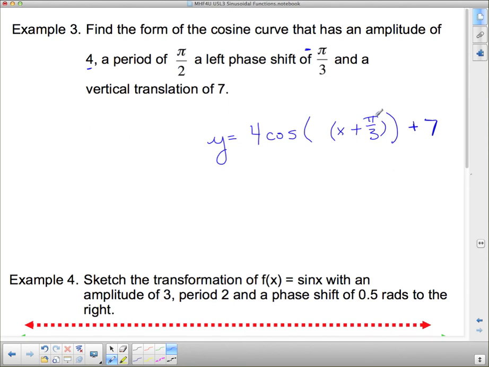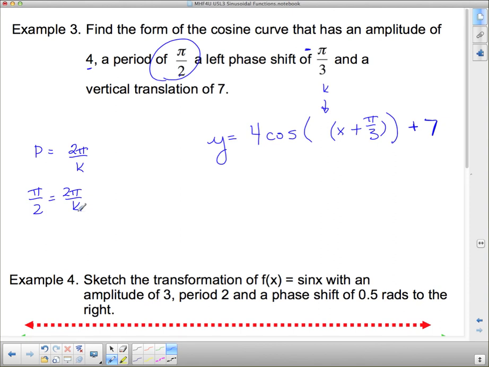Now, the only thing that's difficult here at all is this k value. And we know that the period has to equal 2 pi divided by k, whatever that k value is. So this tells us that our period is pi by 2. So I'm going to put pi by 2 in here, and that has to equal 2 pi by k, because our period length is pi by 2. So when I put pi by 2 in here, now I have to solve for k.